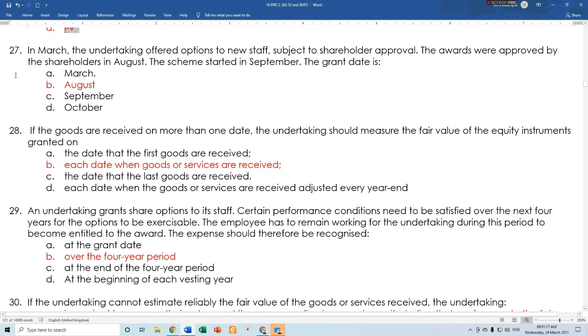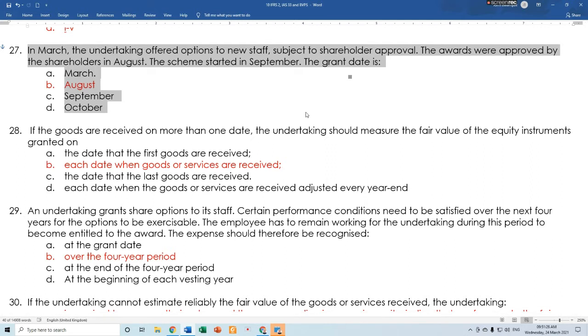27. Okay. In March, the undertaking offered options to new staff subject to shareholder approval. The awards were approved by the shareholders in August. The scheme started in September. So, the grant date is August, kasi doon na-approve. The measurement date will be September, kasi yun yung start ng pag-apply ng scheme natin. Okay? So, basically, that is our answer there.